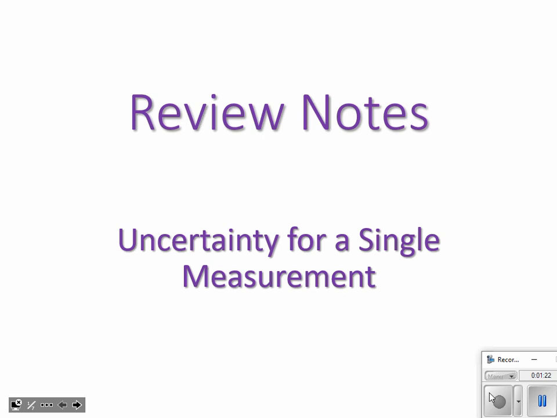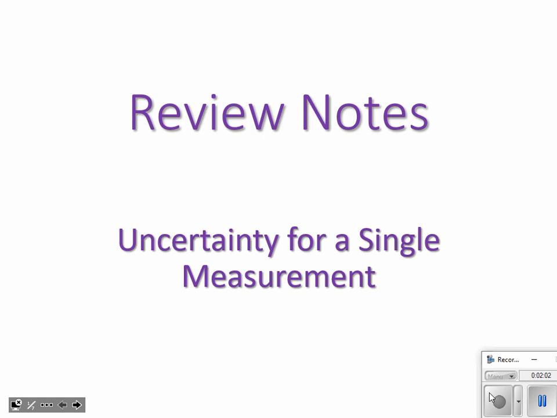We need to know a few things. What do we need to know? The major scale of the instrument and the minor scale of the instrument. So to be able to calculate uncertainty, we have to have an actual instrument in front of us. We have to look at the major scale of the instrument. We have to determine the minor scale of the instrument. Then we can calculate the uncertainty, correct?